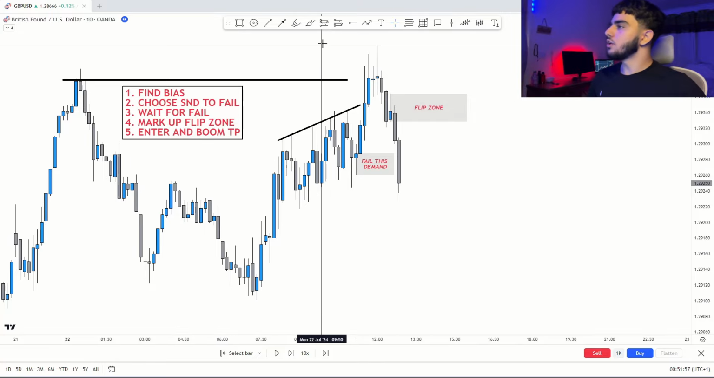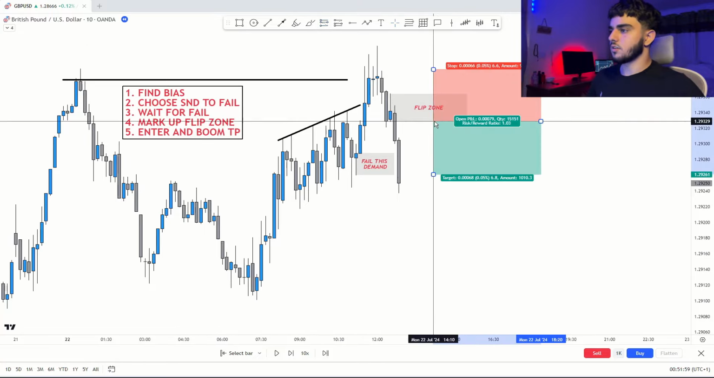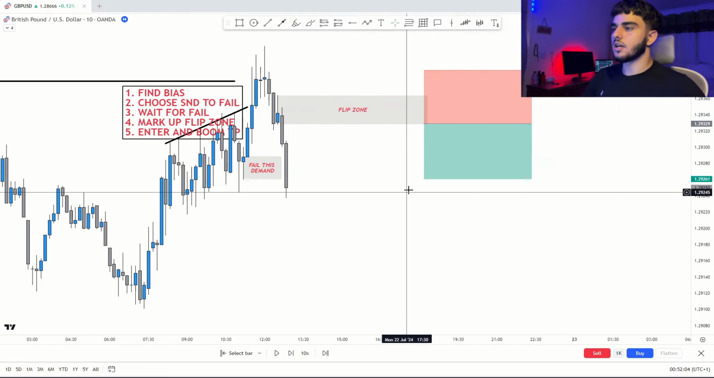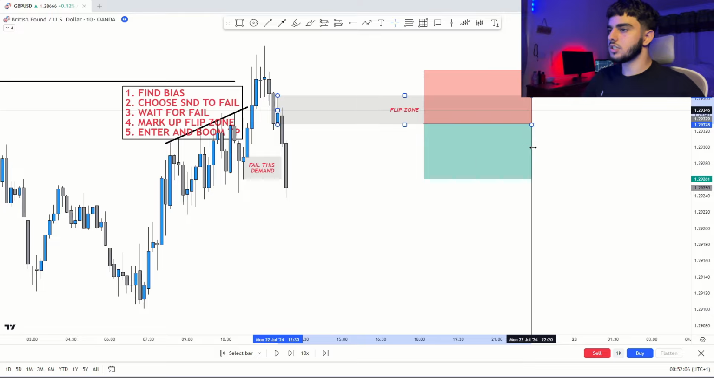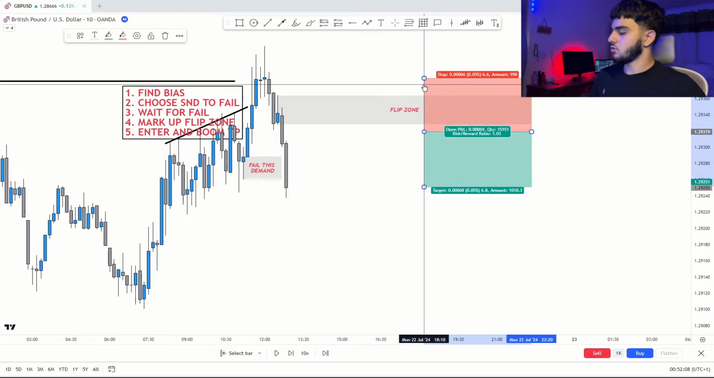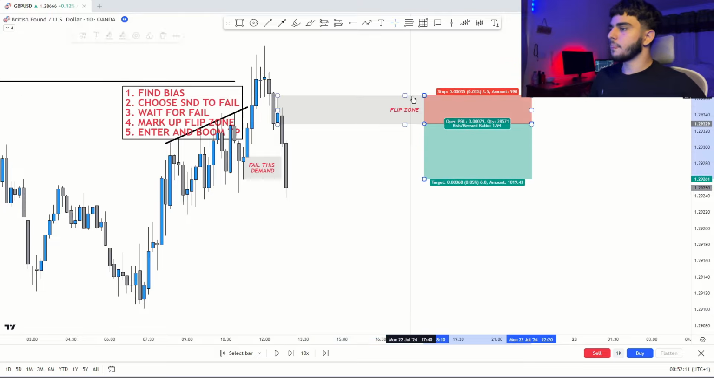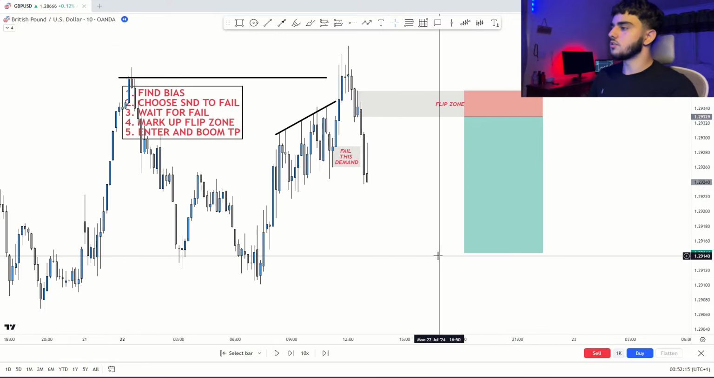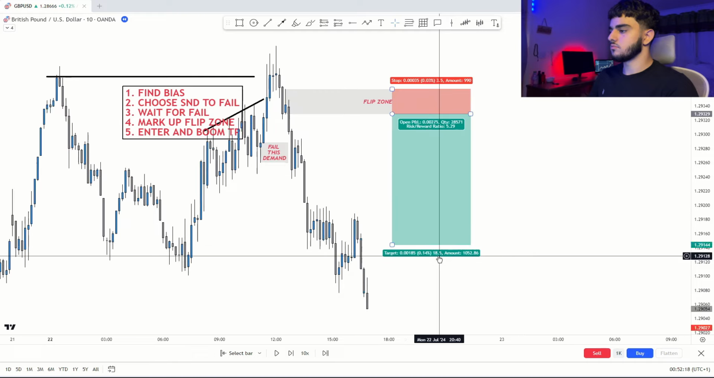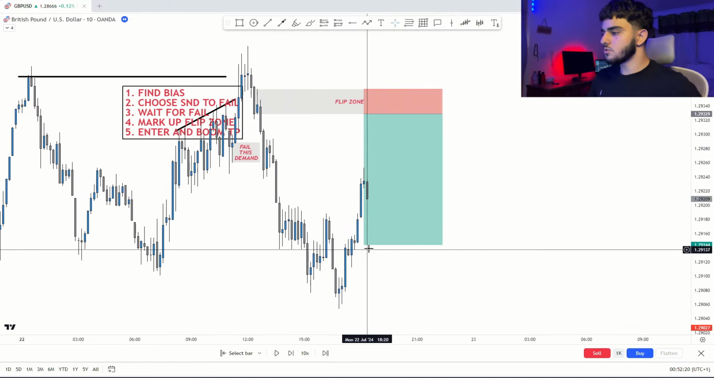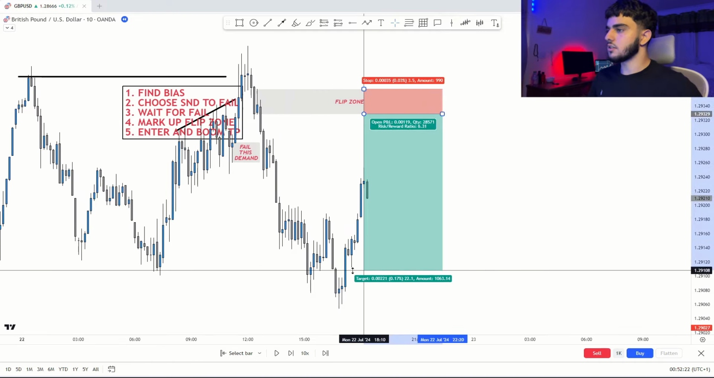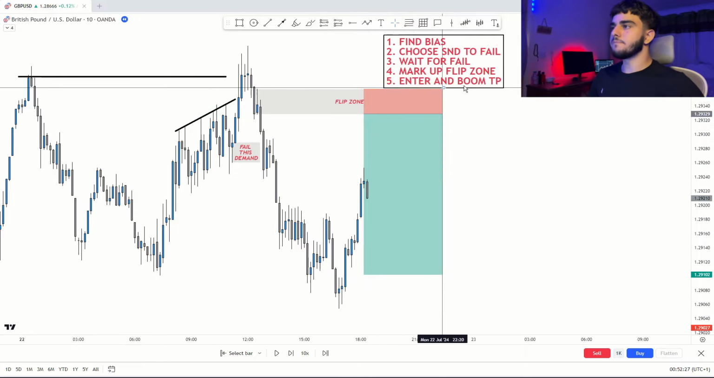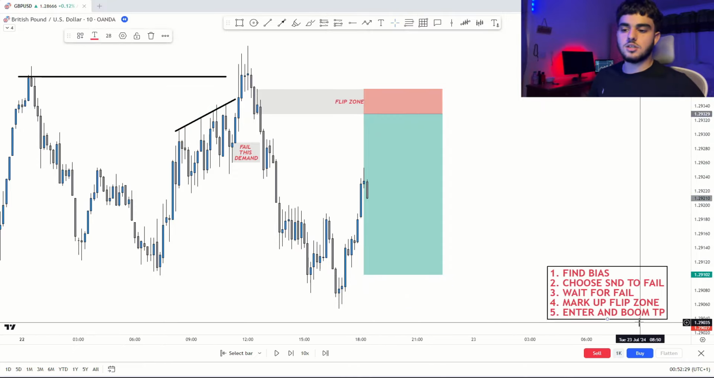Now all we need to do is set our entry here. There are no overcomplications when it comes to taking entries using this technique, guys. It's literally as simple as that. Let's put that in there, and then our TPs, well, let's see where the TPs will be. TPs will go right here at this level of fair value gap, and boom, it's as simple as that, right? Very, very simple.